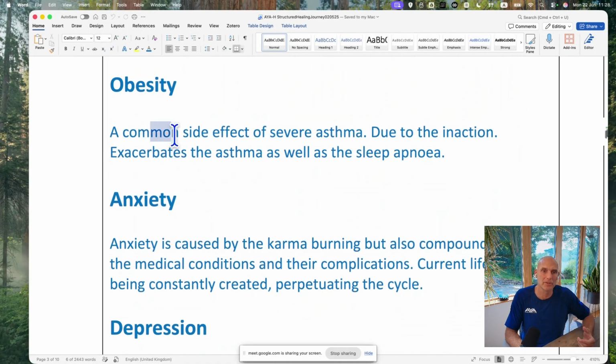Obesity, which is a common side effect of severe asthma due to the inaction, and that exacerbates the asthma as well as the sleep apnea.